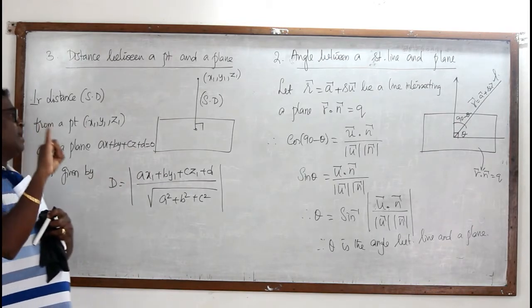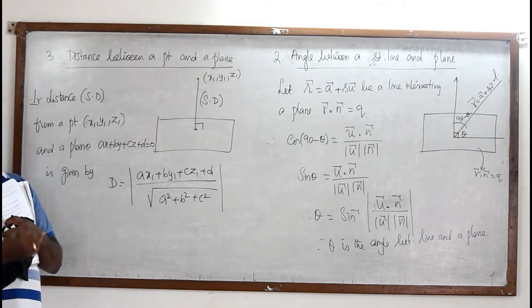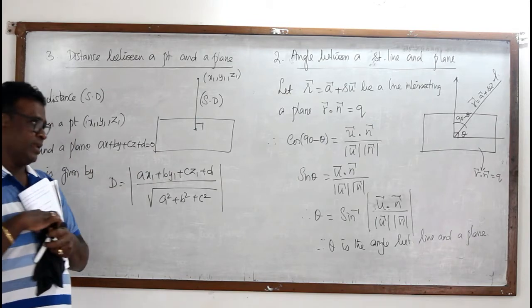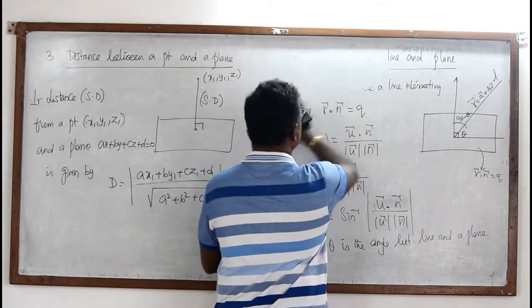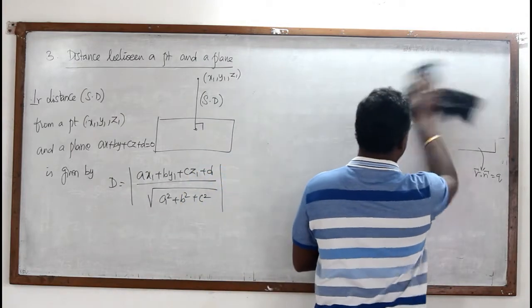So first thing, the angle between two planes. Second thing, the angle between a straight line and a plane. Now, the distance from a point to a plane. And the fourth one, we shall study the distance between two parallel planes.